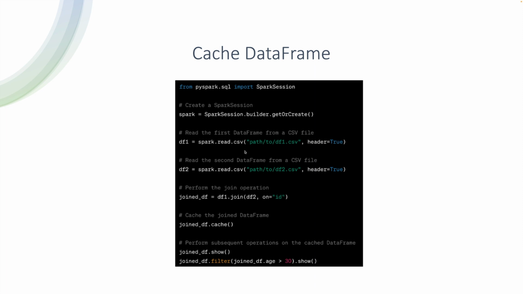So the best way to utilize cache is right immediately after reading and then filtering the data, right? Once you figure out this is the right amount of data I need, immediately cache the data frame. And then the second best place to cache the data frame is immediately after a join operation, right?